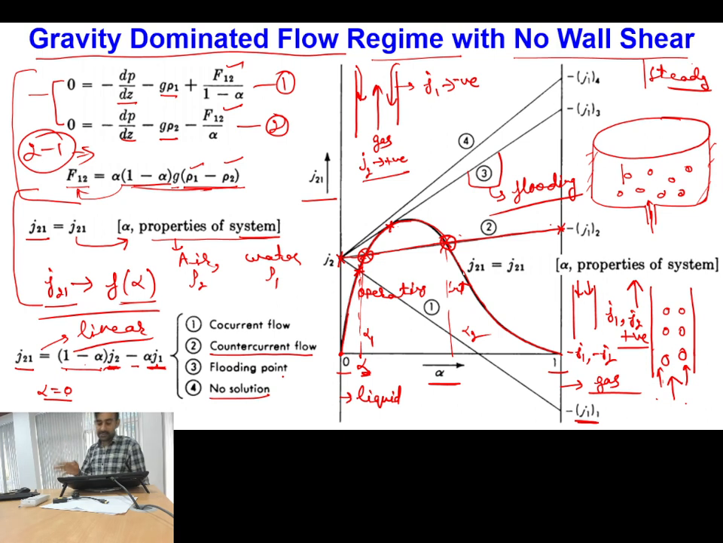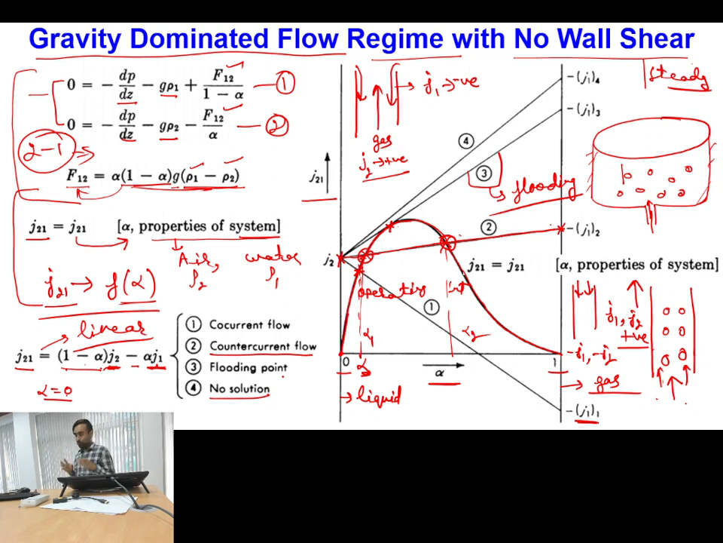Flooding point: in case of flooding, if the gas flow rate is high, then the gas will try to carry the liquid. In place of the liquid moving in the downward direction, it will start moving in the upward direction with the gas. Or if the liquid flow is high, then some portion of the gas, in place of moving in the upward direction, will move with the liquid in the downward direction. So flooding means that instead of having the counter-current approach, some portion of one fluid will actually start moving with the other one. That is the situation of flooding.